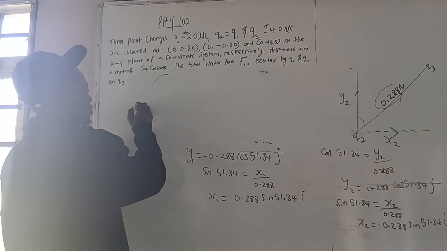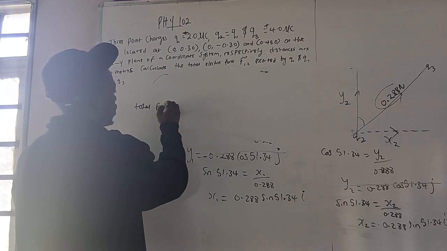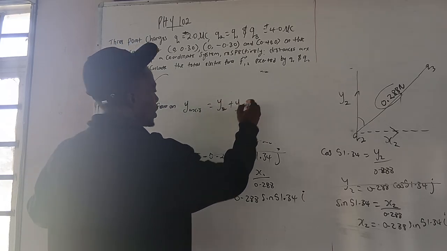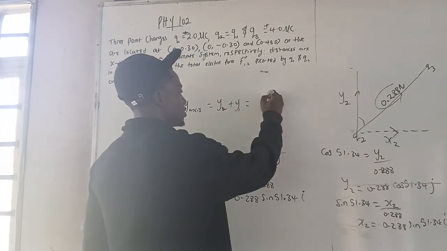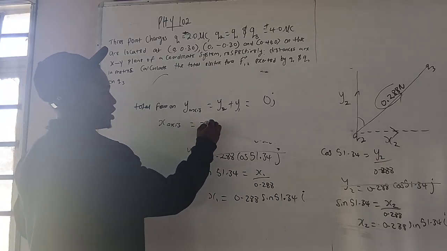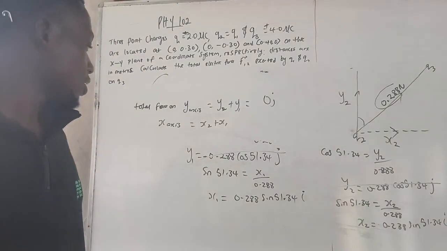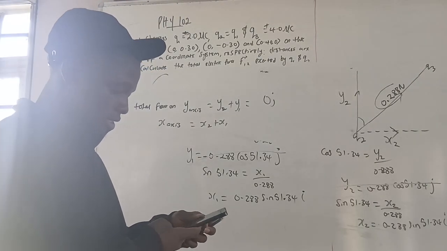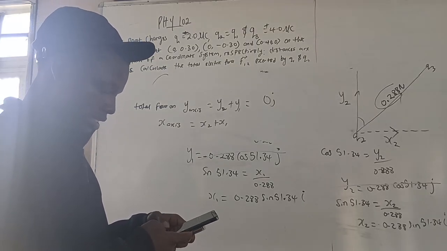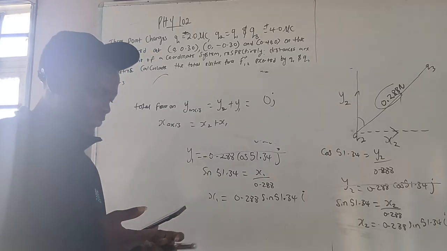Let's find our total force. Total force on the y-axis equals y2 plus y1. That's this plus this. It will give us 0j if you had them. Total on the x-axis: x2 plus x1. Let me find my calculator. 0.288 sine 51.34. 0.288 sine 51.34.